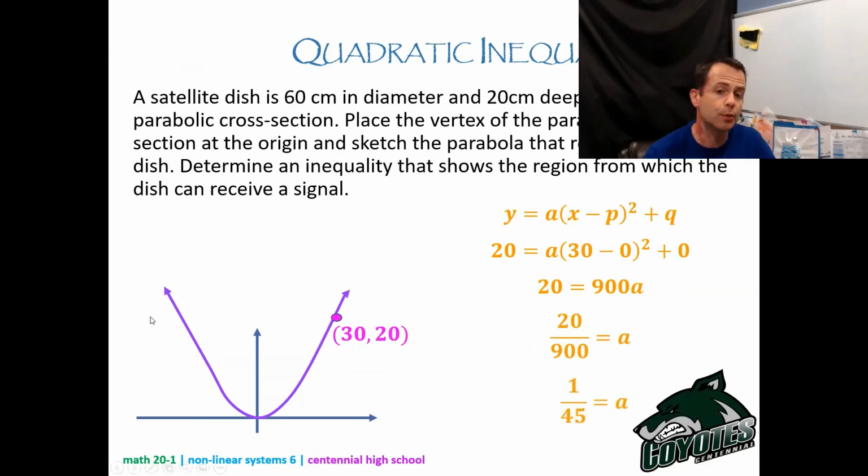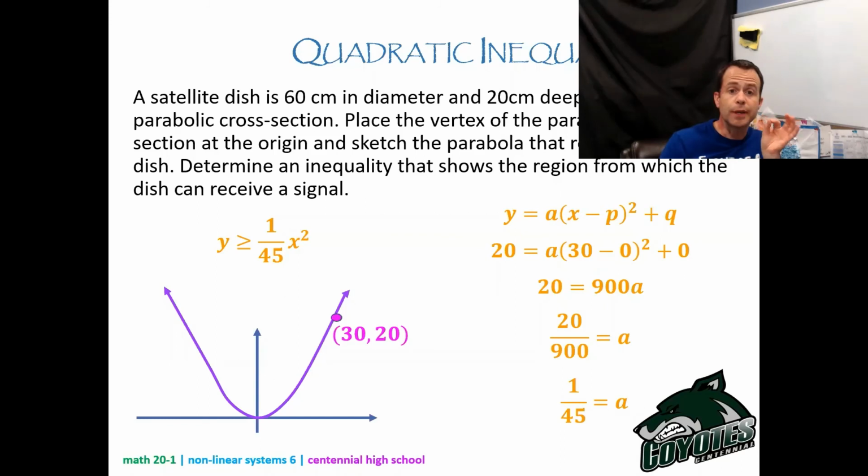So for my equation, I'll be looking at greater than, everything with an arrow going above this parabola. So my inequality is going to be y is greater than or equal to 1 over 45 x squared. Y is greater than or equal to 1 over 45 x squared.